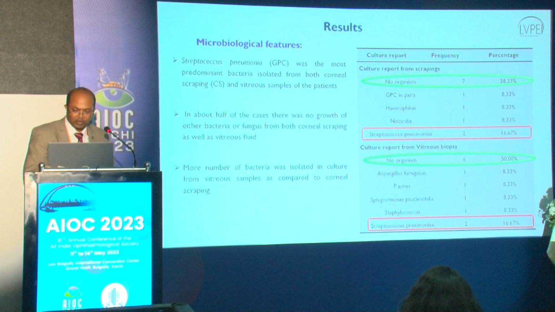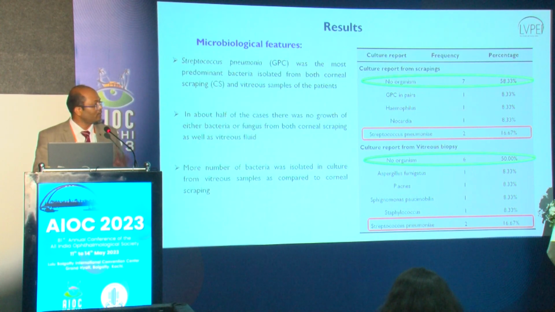So what are the microbiological features? I think 50% of them didn't grow any organism, so they were all culture negative endophthalmitis. And Streptococcus pneumoniae was the commonest organism seen in both groups when we cultured from the scraping as well as the vitreous biopsy.